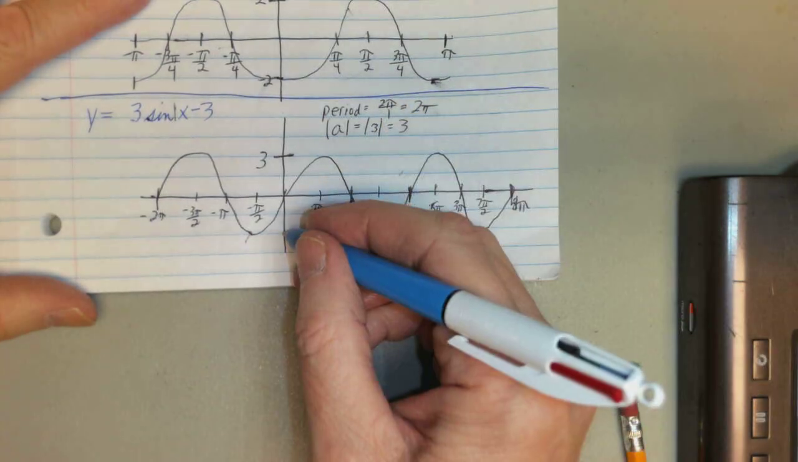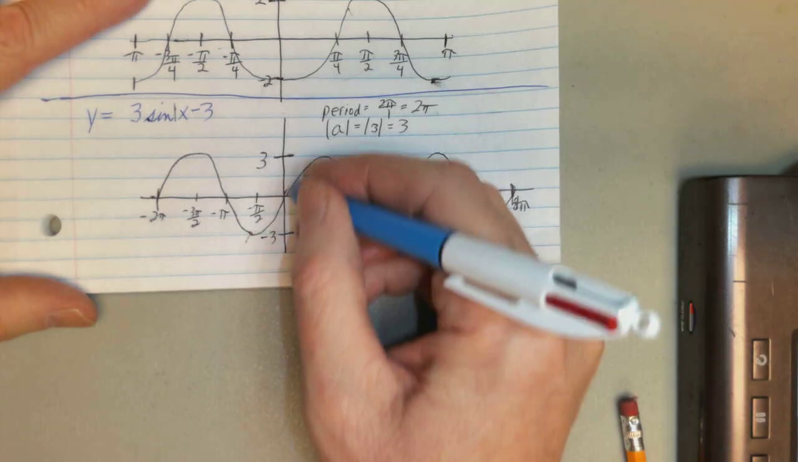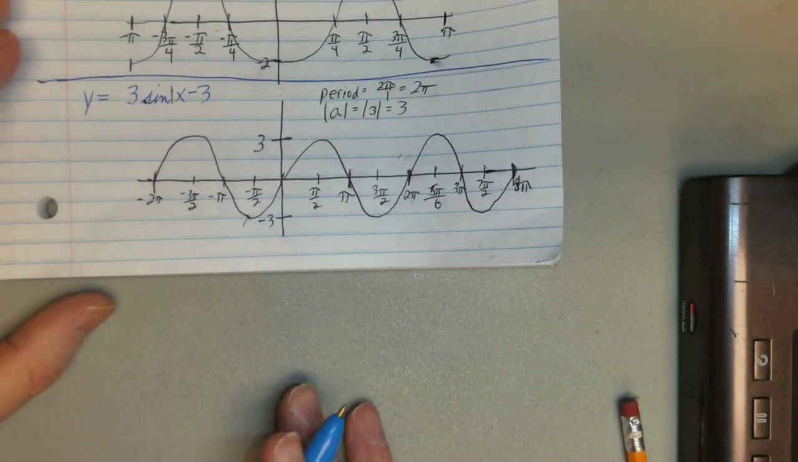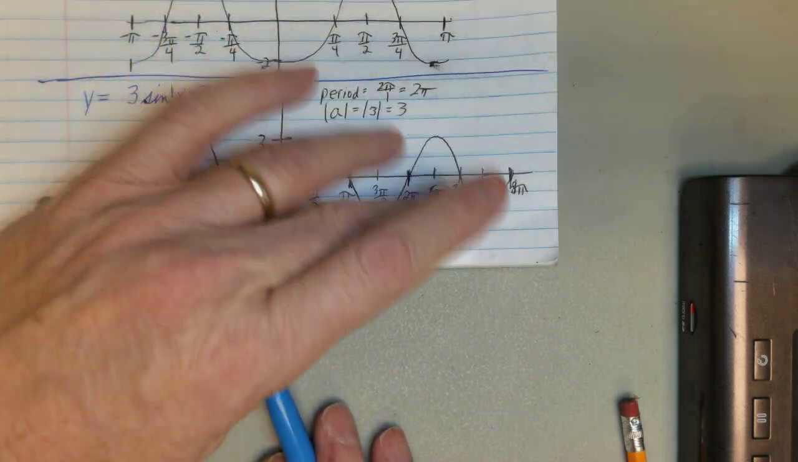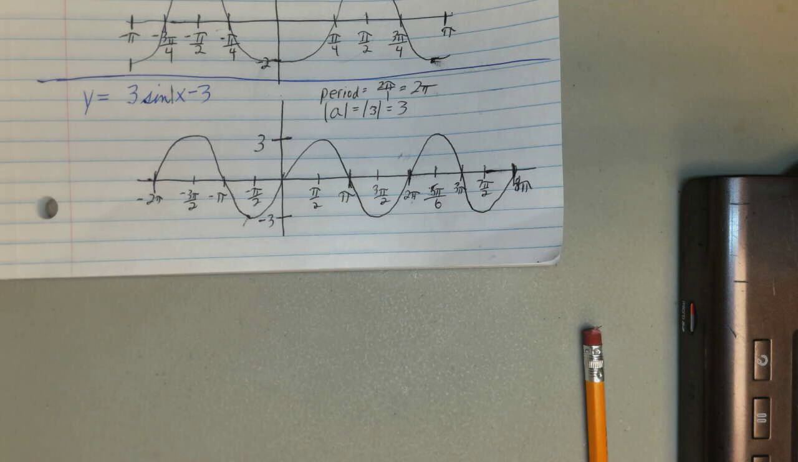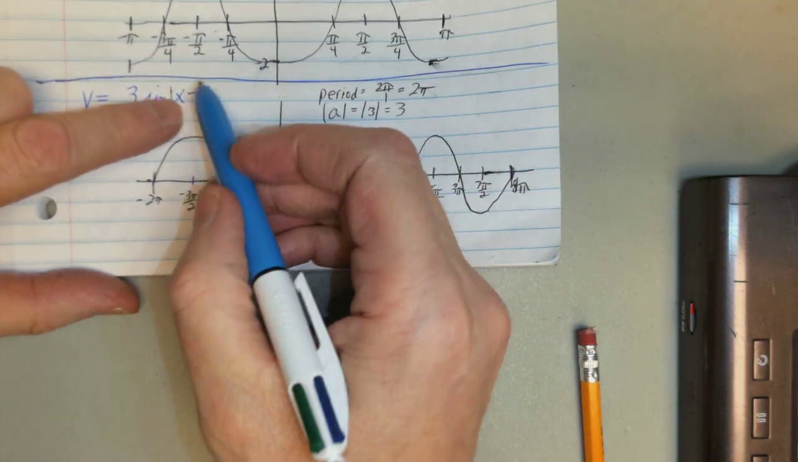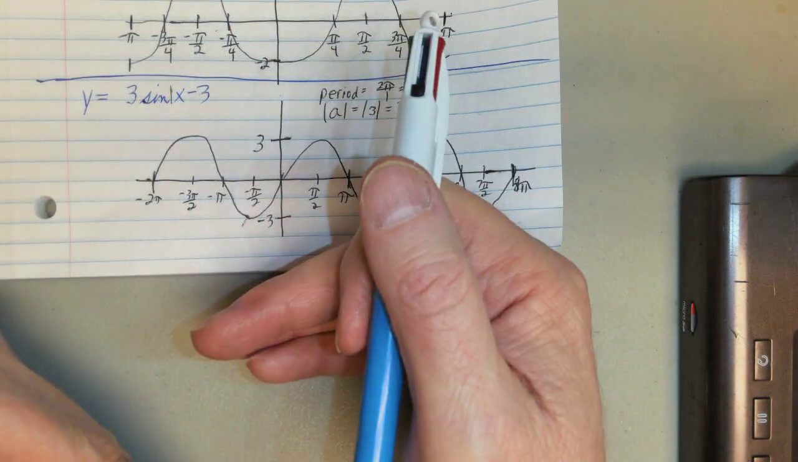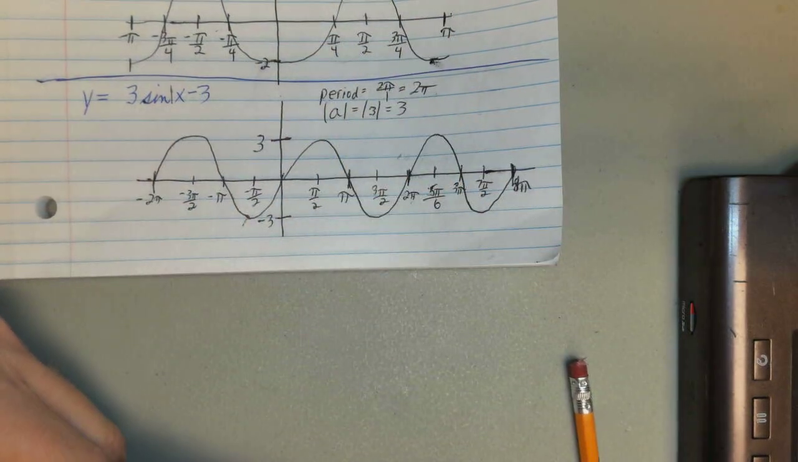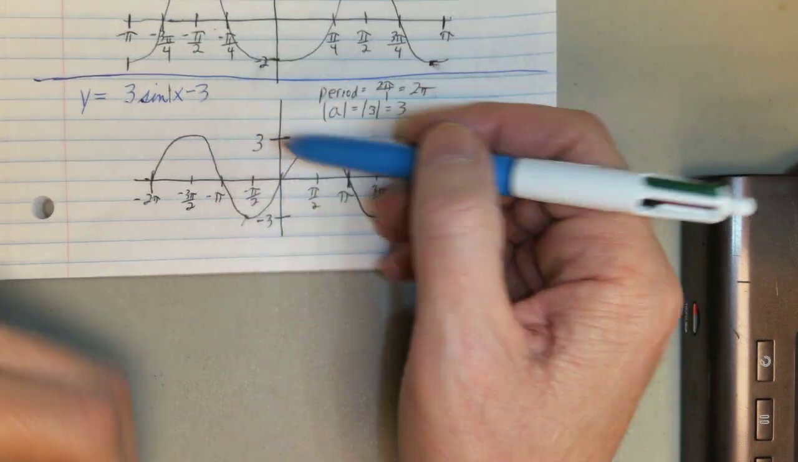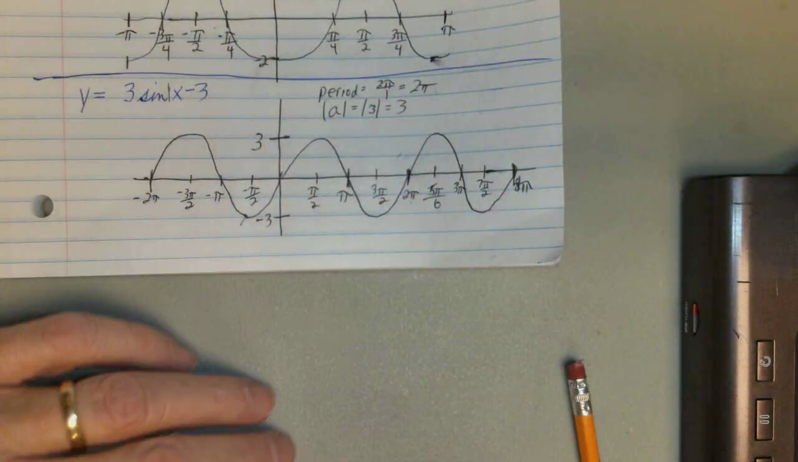So the amplitude is 3, and down here is negative 3. Okay. I should have done this in pencil. I meant to do it, I have the silly thing here, and I forgot to do it. But I do have a vertical shift, negative 3, and that's just like when we were doing any of our other functions. We're going to move this all down 3 units.